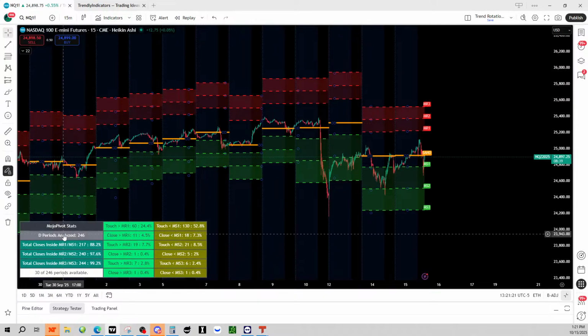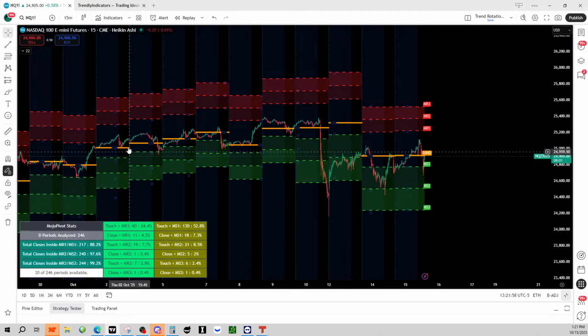You have 200 on this particular 15-minute chart. On a 5-minute chart, you're not going to have as many days because it won't go back as far. The historical data is not that far. On a 15-minute chart, though, I have 246 days that it's analyzed and collected data. Out of those 246 days, 88%, 88.2 to be exact, price closed at the end of the day, which is the end of this segment of the Mojo pivot, in this area right here.